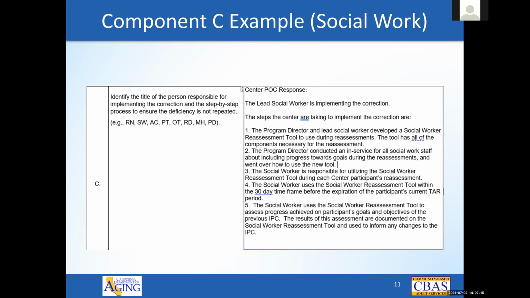And so we also have social workers responsible for utilizing the tool. And then they also made sure to say that this tool will be used within the appropriate time frame when it's a TAR authorization. And then this tool is saved in the participant's record. So that is additional documentation that they have. And so next we'll go over component D.